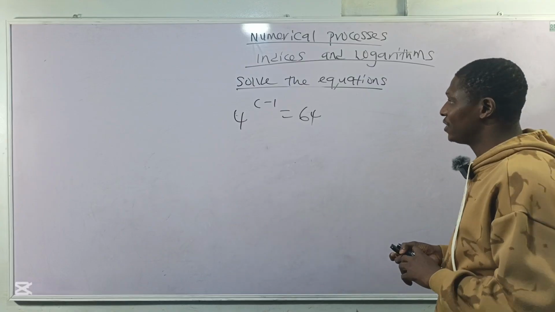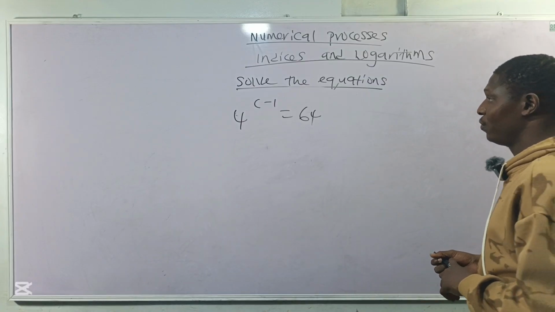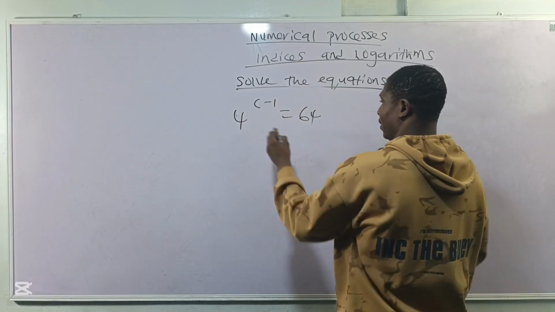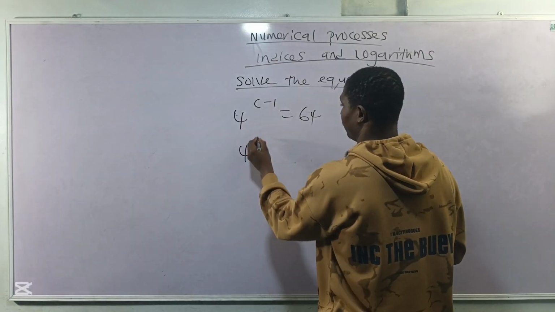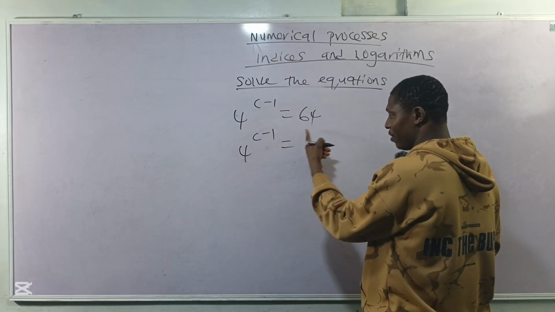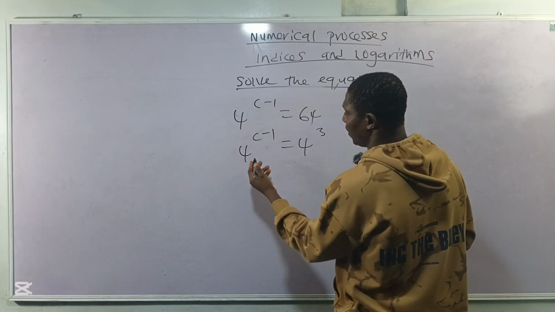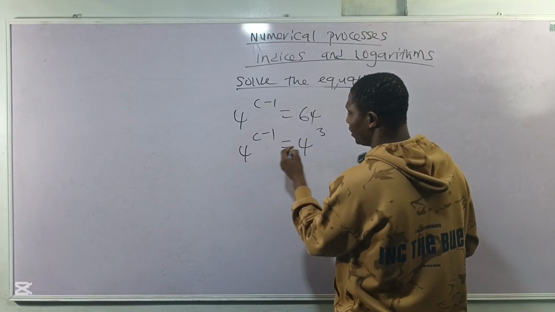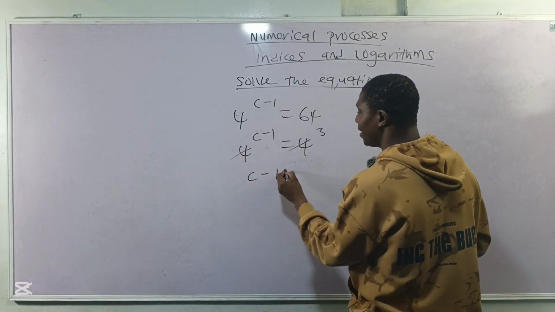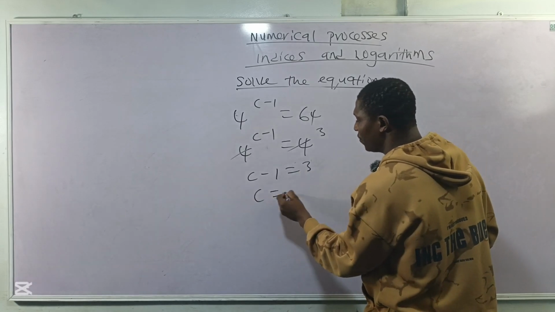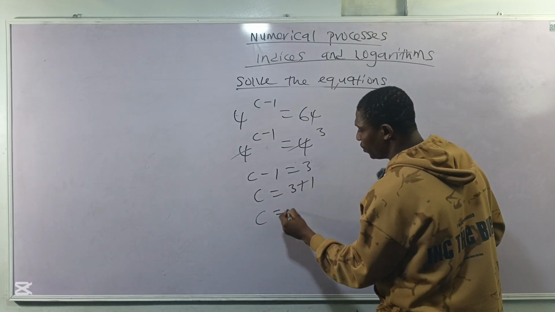We have 4 raised to the power c minus 1 equals 64. 4 can be left this way, since 64 can be expressed in terms of 4, which gives you 4 raised to the power 3. If I equate the power since the bases are the same, I have c minus 1 equal to 3. And I have c equal to 3 plus 1. And c will be equal to 4.